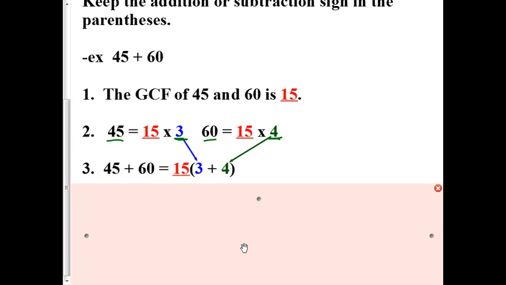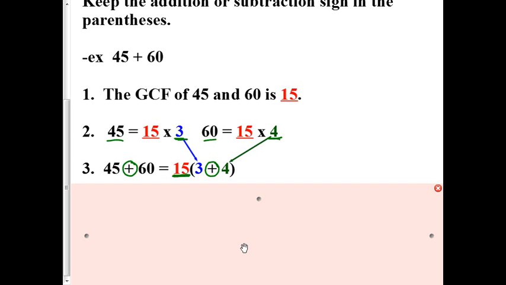So I have factored out the 15. I have found that the greatest common factor of 45 and 60 is 15. So I factored the 15 outside of the parentheses, and the 3 and the 4 are inside of the parentheses, and I have an addition sign, because that was what was originally between the two numbers anyway. So I could say that 45 plus 60 is also equal to the product of 15 and the sum of 3 and 4.